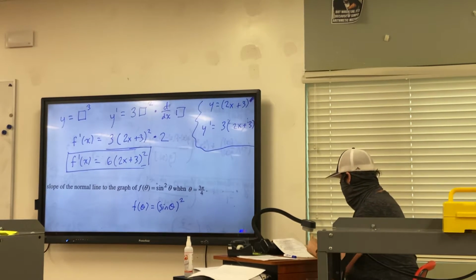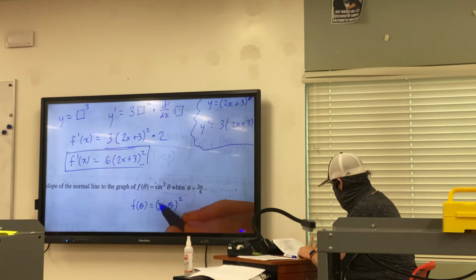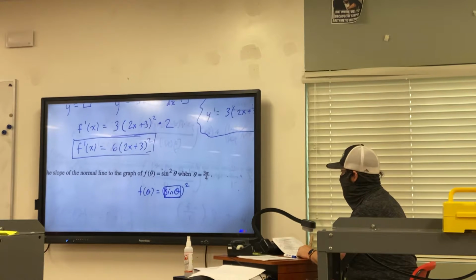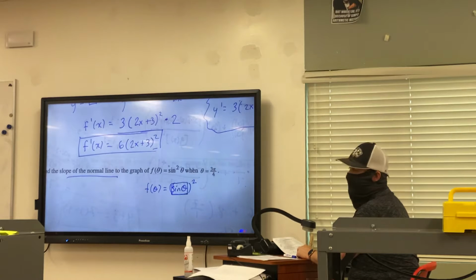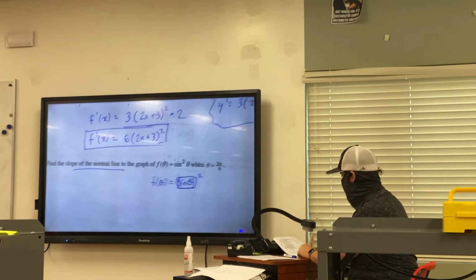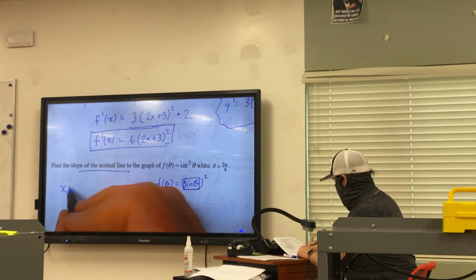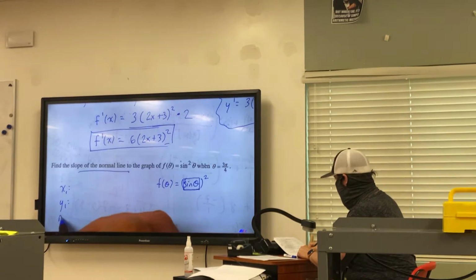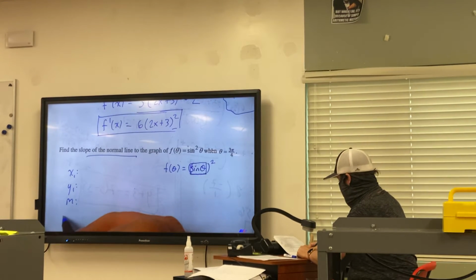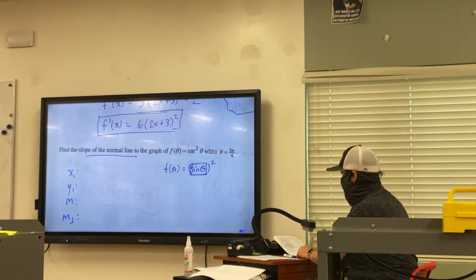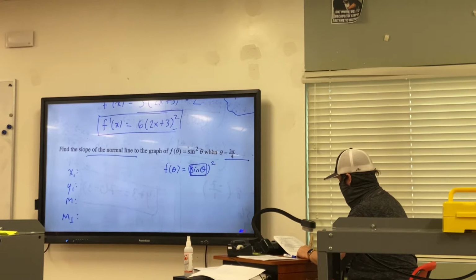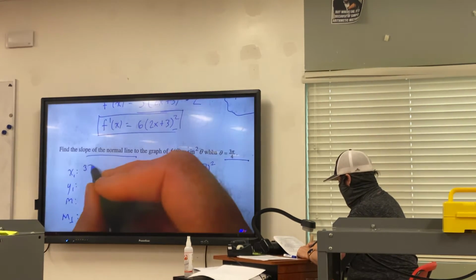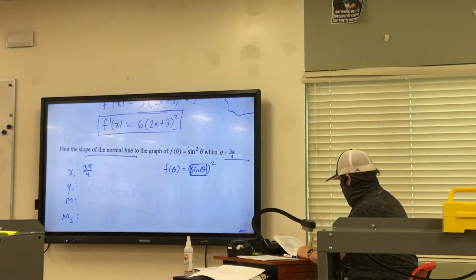So now, what would be my box? Sine theta. What's the theta equals 3 pi over 4? That's for the equation, right? Because this is a normal line. So for a normal line, what do we need? We need an x1, a y1, and then a slope, an m, and also a perpendicular m. So which one does theta equals 3 pi over 4 give us? X1. How do I get y1? Plug it into the original.